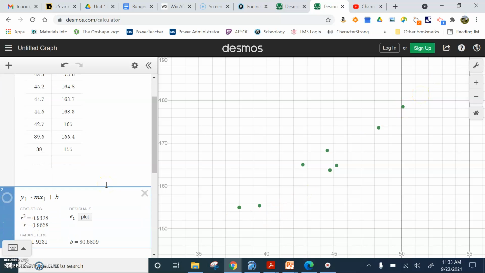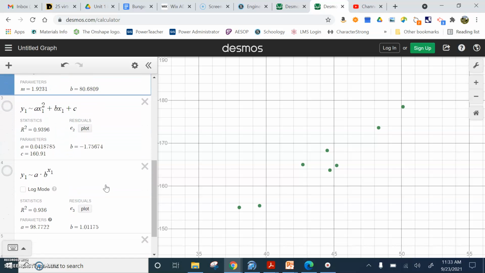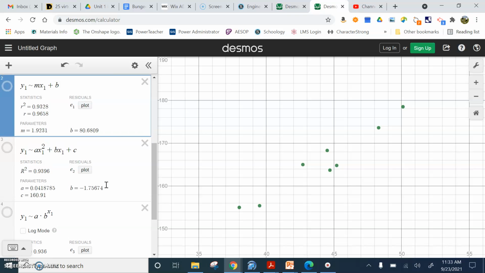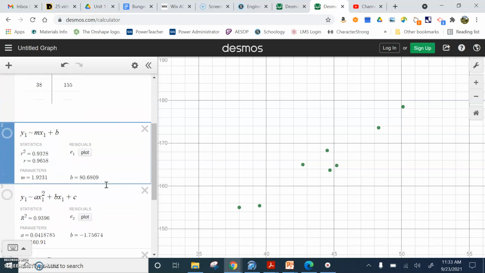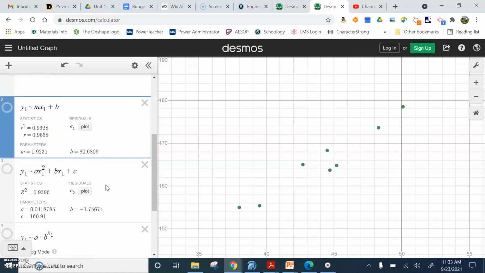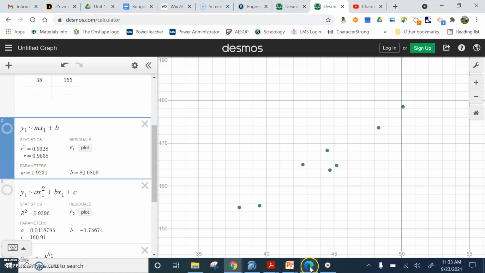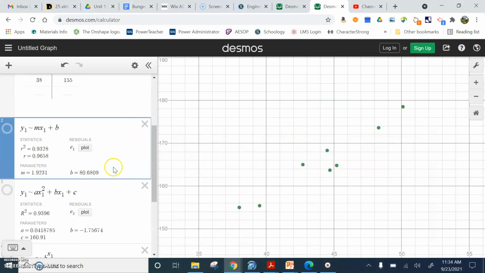But you can run through these and look at your R-squared values, and when they're that close, .9360, .9396, .9328, what you're really finding is that there's nothing that stands out as obviously right or obviously wrong. So then what you need to do is look at the problem at hand. And the problem is about femur length and the height of the person. And think about the common sense approach here.